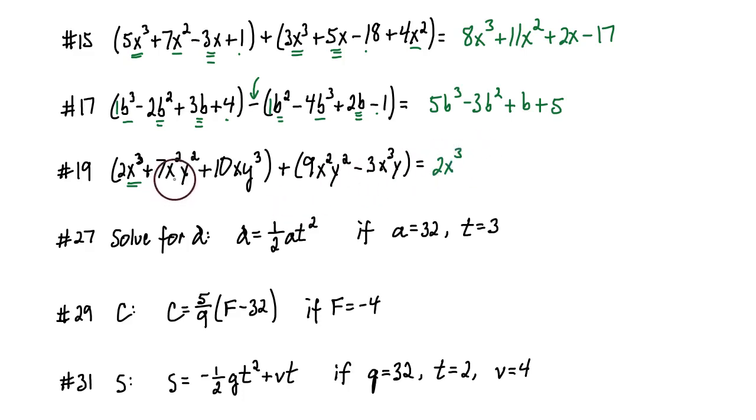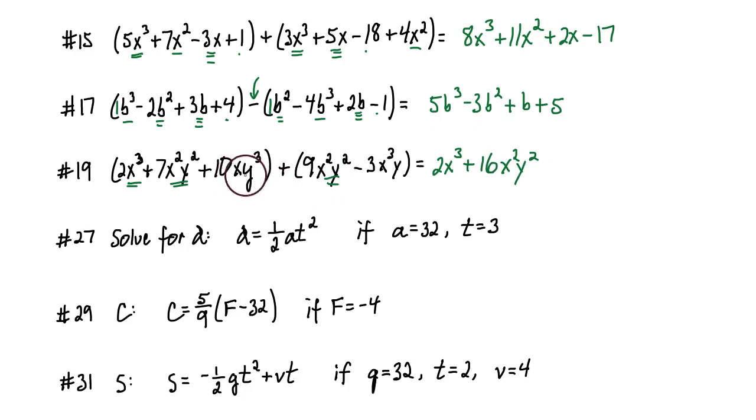This term here has x squared y squared as its variable part. Later on, there's another term that has x squared y squared. Those combine together. 7 of them plus 9 of them is 16 x squared y squared.